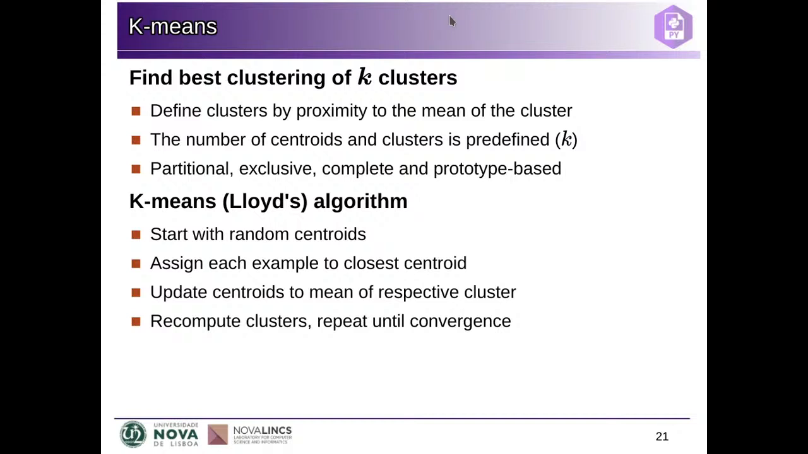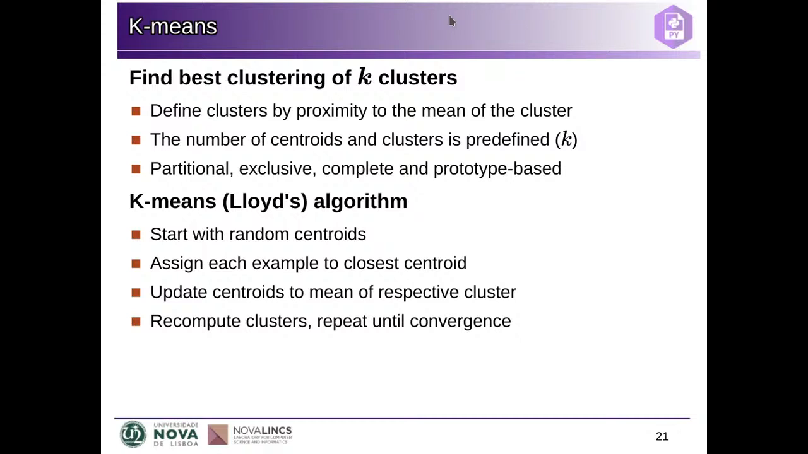So the idea is that we predefine the number of clusters that we want to find. With k-means, we specify the number of clusters beforehand. There are other clustering methods that don't require you to specify the number of clusters. And then we obtain a partition that is exclusive. That is, each example is assigned to only one cluster, and it's complete: all the examples are assigned to a cluster. It's also based on prototypes. You have one centroid which represents the cluster. So you can actually get some new examples that represent each family, each cluster of examples.